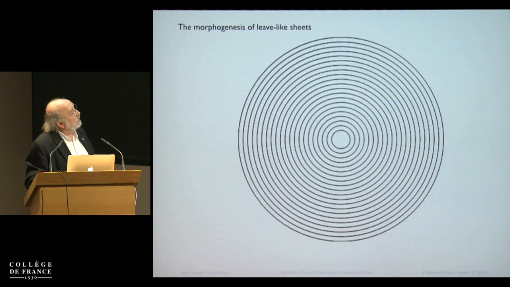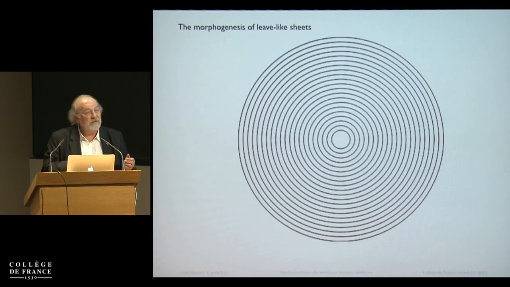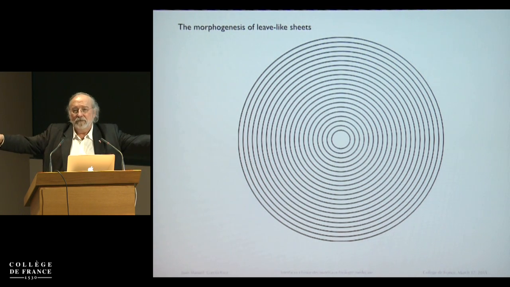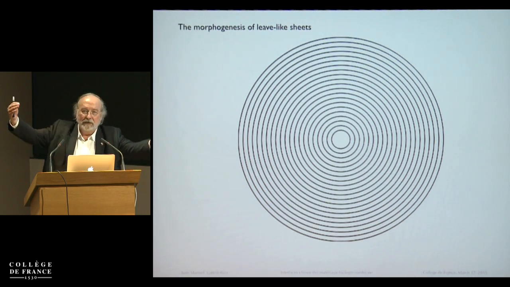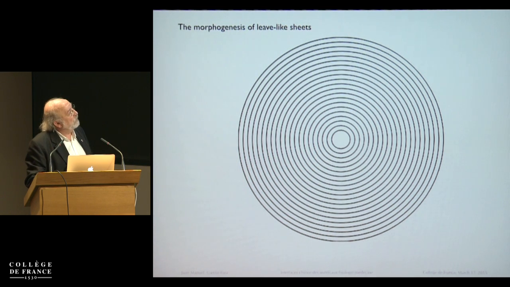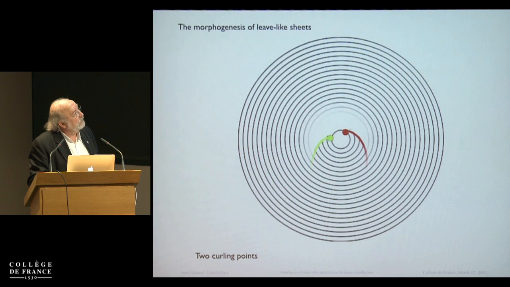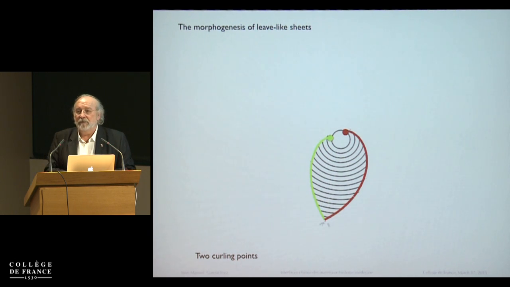So the first one, for instance, is imagine that you have something growing as a disc, and then you have 2 curling points here. These 2 curling points are of different chirality. That means both are up or down. So one left and the other one right. What happens is that you have the 2 curling points, and when they propagate, they form a leaf or a cardioid.